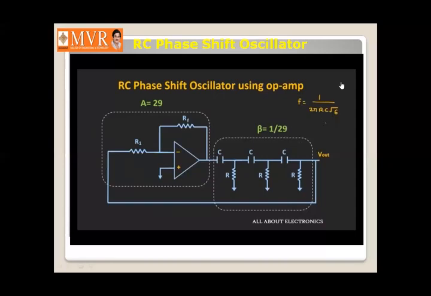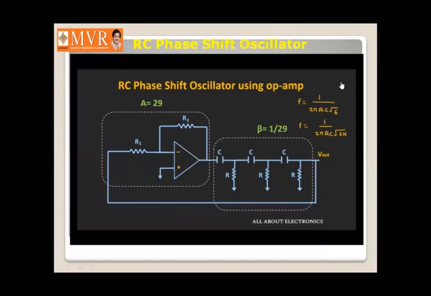And if more than 3 stages are used, then in general for n number of stages, this frequency f can be given by the expression 1 by 2 pi RC times under root 2n. So if 4 RC stages are used, in that case, this expression of f will be equal to 1 by 2 pi RC times under root 8. And for 3 stages, it will be equal to 1 by 2 pi RC times under root 6.